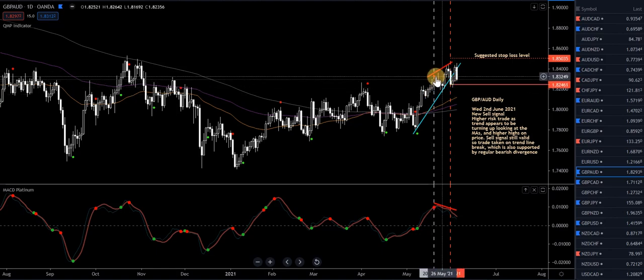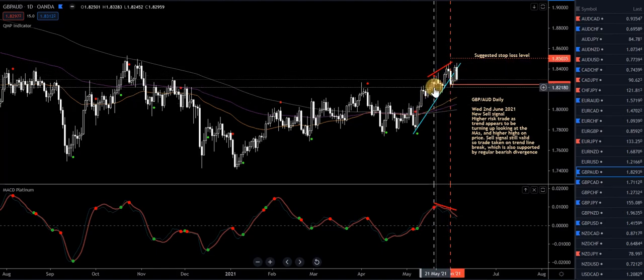So two things: trend line break, regular bearish divergence. I suppose the third thing, the sell signal still valid. So it's the Pound Aussie.